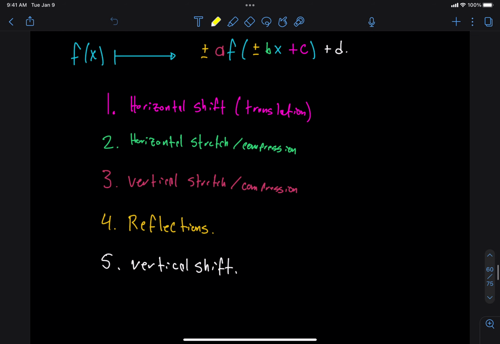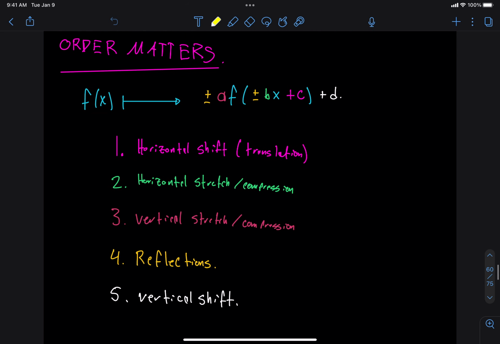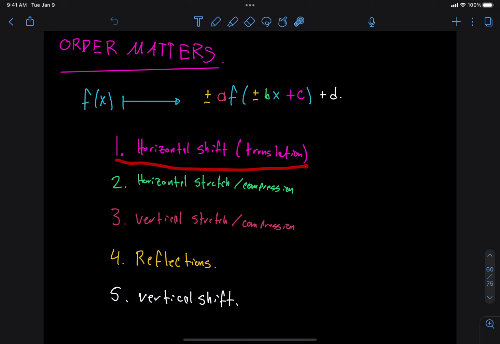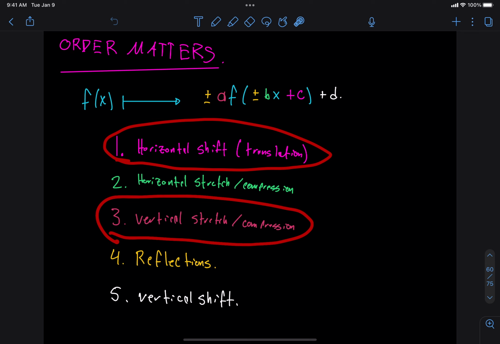Here we go. Order matters. What does it say to do first? Horizontal shift, then horizontal stretch. Then vertical stretch, then reflections, then vertical shift. So which ones do we have? We have horizontal shift. We have vertical stretch. And we have vertical shift. So that's the order that we should do them in. Okay?